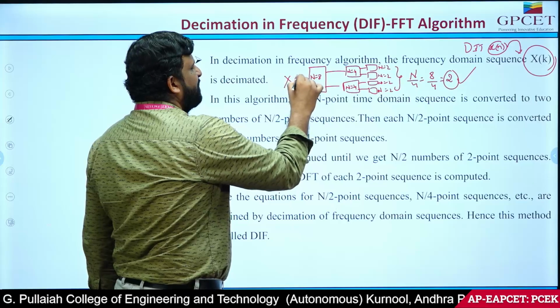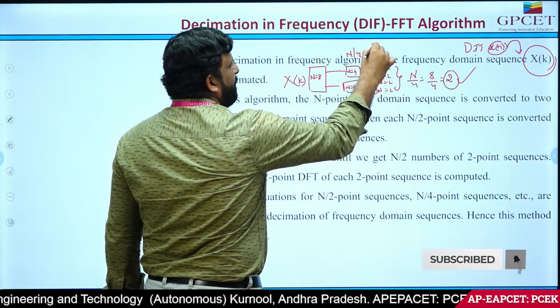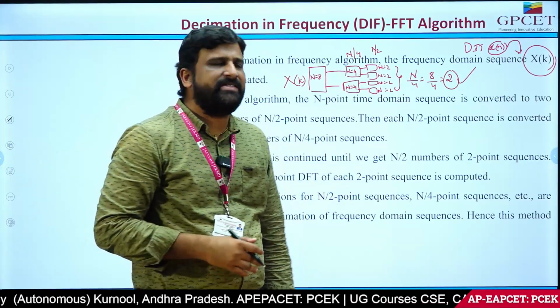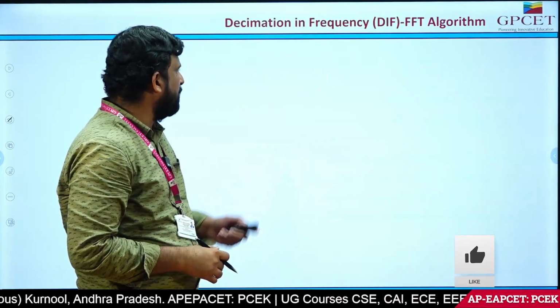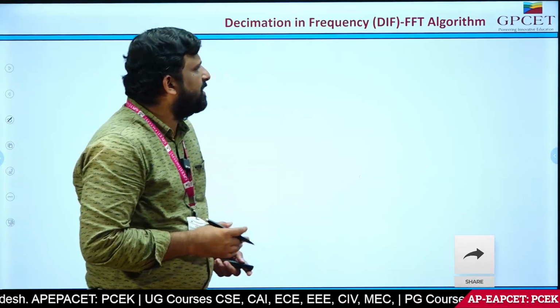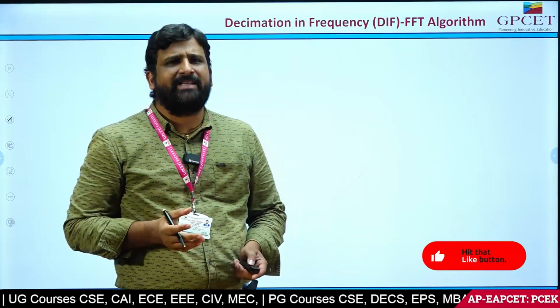We are decimating this frequency domain sequence into N by 4 and later N by 2. So this process is said to be a decimation in frequency process. Now, just before going to solve the problems, we'll see what is going to happen in this decimation in frequency in the form of mathematical expressions.